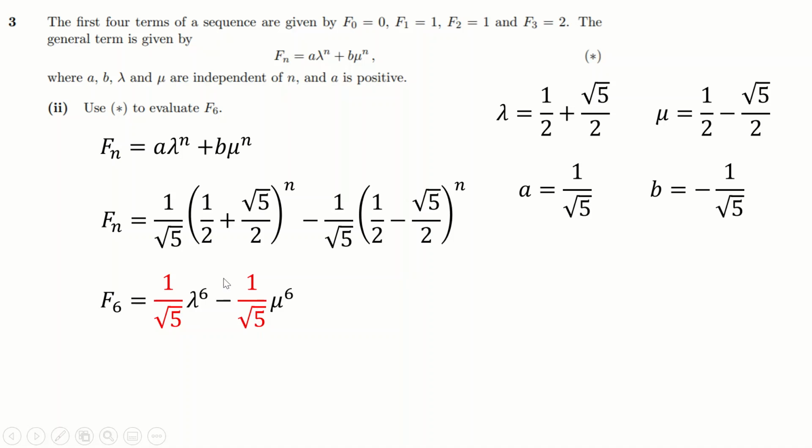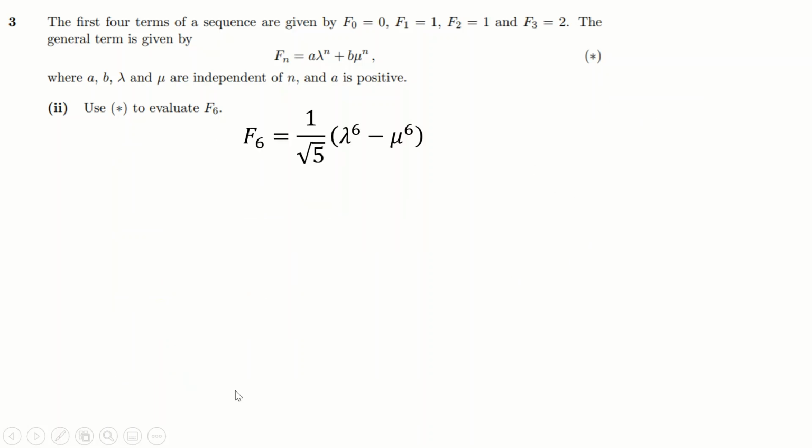Now, the reason I'm doing this, and the reason these are red, by the way, is because I notice now I can factorize out a 1 over root 5, and I can just have a lambda to the 6 minus mu to the 6. Now, I could have just run with this. I could have put the 6 in here, and please feel free to pause the video, put the 6 in here, and try to expand this out with a binomial using a 6. Like, it's fine, you can do it, but I'm going to show you what I think is the intended way, a really nice way to simplify this using algebra before putting any of these surds in there. So let's look at this here. So we've got lambda to the 6 minus mu to the 6.